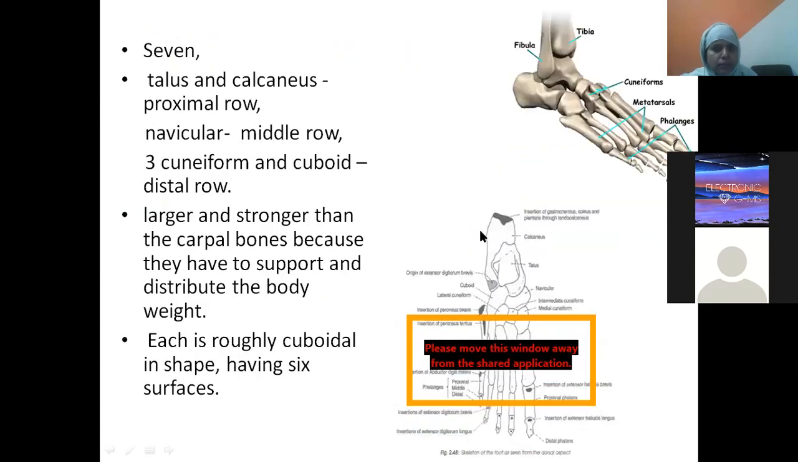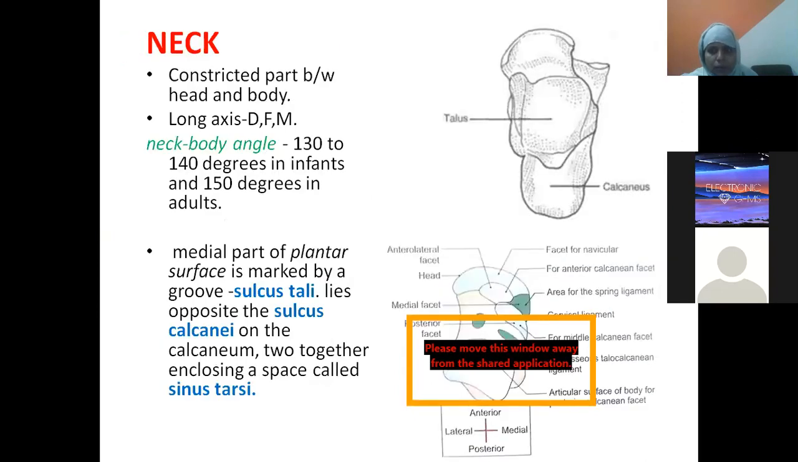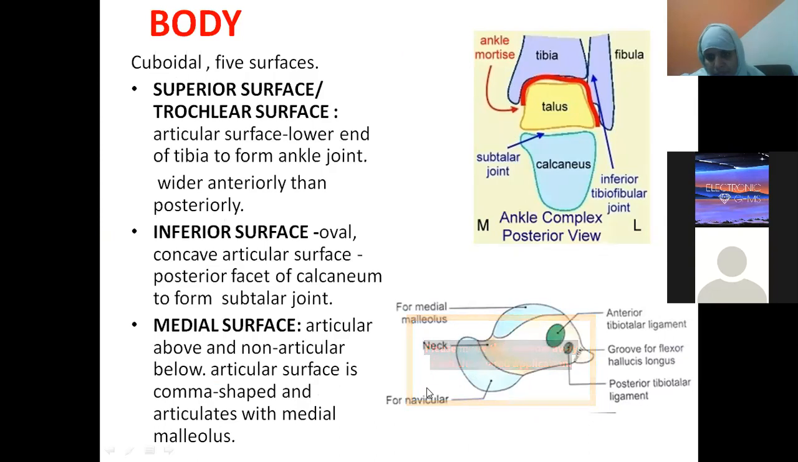Just a minute. Talus. Try to go through the pictures given in Vishram Singh and you will see the attachments. Here the comma-shaped facet means which attachment we have, like the medial malleolus? So here you have the anterior tibiotalar, all these.